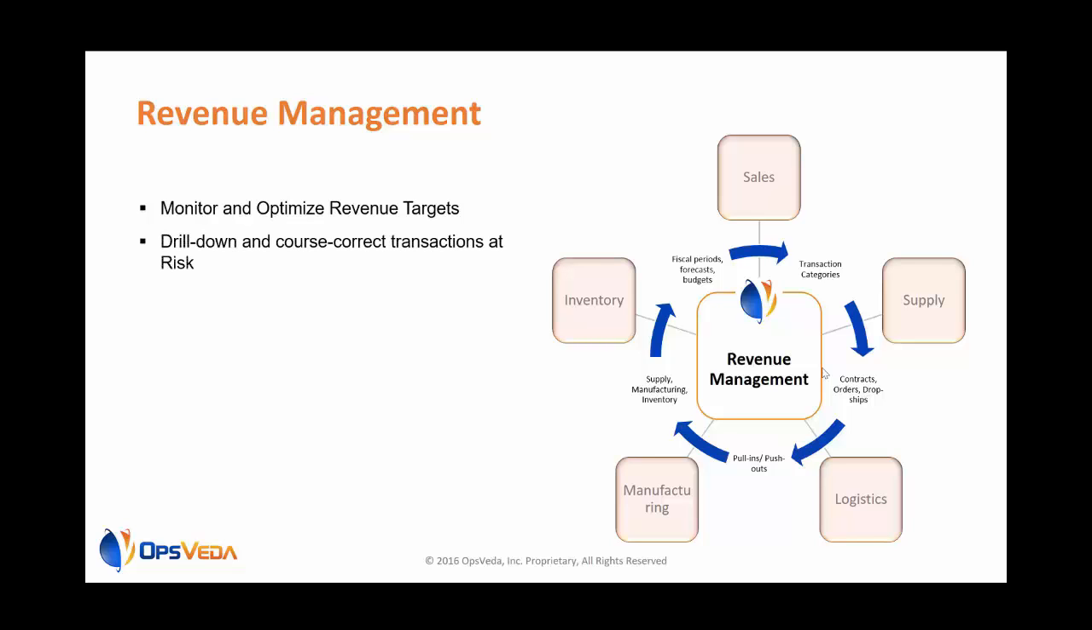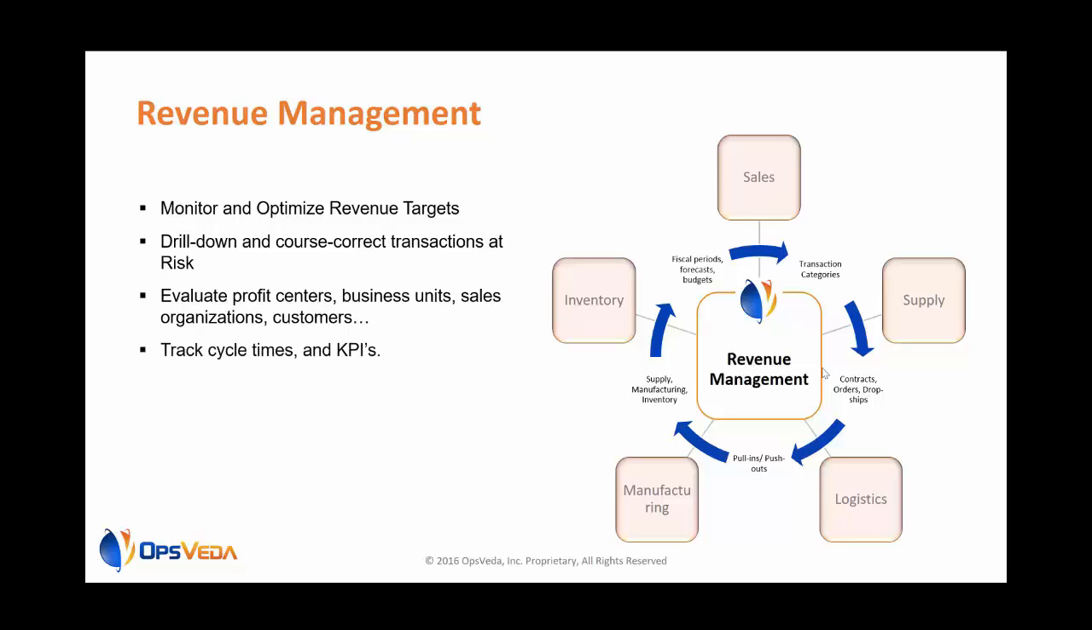OpsVeda provides real-time view of exactly where my business is at any moment. It helps me monitor and optimize targets. It gives me intelligence to course correct transactions at risk, helps me evaluate profit centers, business units, sales organizations, customers, and how they are performing to targets, helps me track cycle times and various metrics. All of this in real time, without having to run multiple reports, without having to have the support of 15 other people who would pull all the data for me so I can make my analysis.